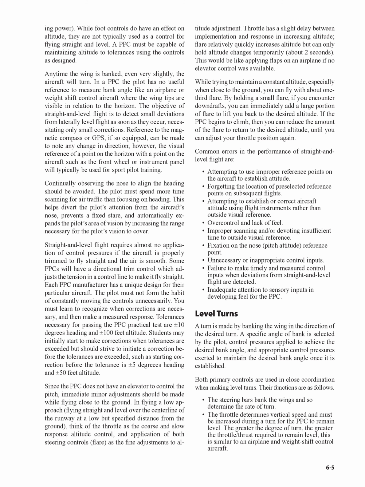While trying to maintain a constant altitude, especially when close to the ground, you can fly with about 1/3 flare. By holding a small flare, if you encounter downdrafts, you can immediately add a large portion of flare to lift you back to the desired altitude. If the PPC begins to climb, then you can reduce the amount of the flare to return to the desired altitude, until you can adjust your throttle position again.